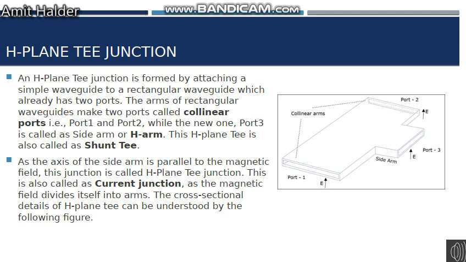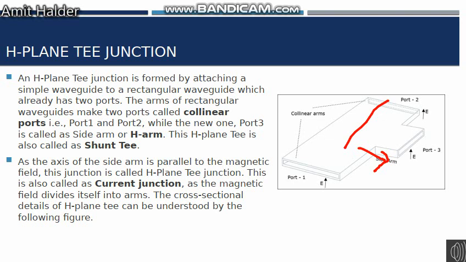H-plane T has the collinear ports, similar to the E-plane T, but for that rectangular waveguide, port 3 is known as the side arm. This H-plane T is also known as the shunt tee. As you can see, it is on the side. It's not perpendicular to the collinear arms. It almost lies on the side of the arm, so it's known as a shunt tee.